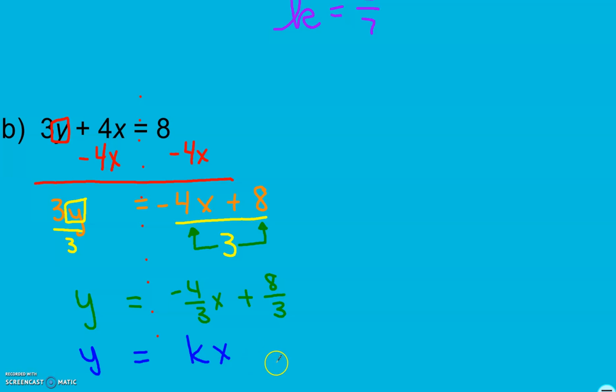Now, when I compare this to my direct variation equation, y equals k times x, I have this extra 8/3 here that doesn't fit in my equation. So this is not direct variation. So we don't have a k value.